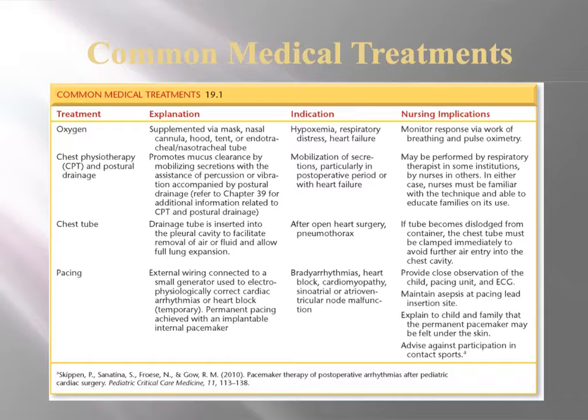Chest tubes, and this is typically used for open heart surgery, so if we have a pneumothorax or something that occurs. And then we can do pacing, like pacing wires. They're having arrhythmias, cardiomyopathy, heart block, things like that, and then we'll do pacing for our children as well.